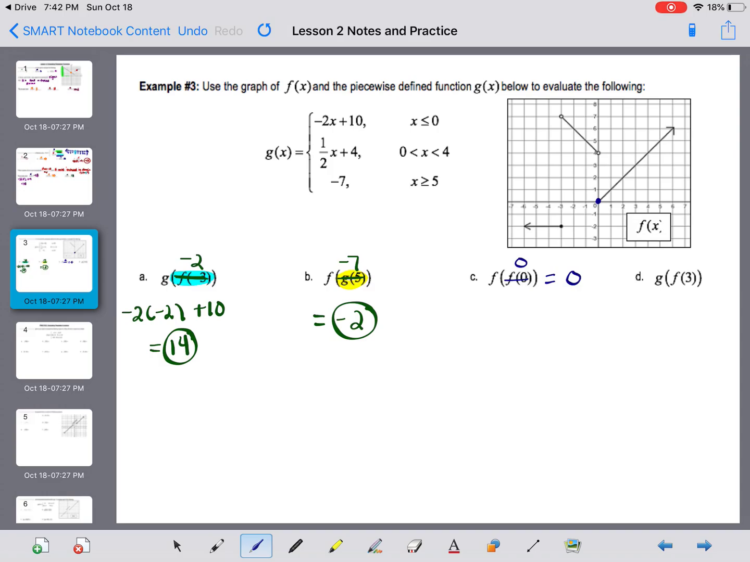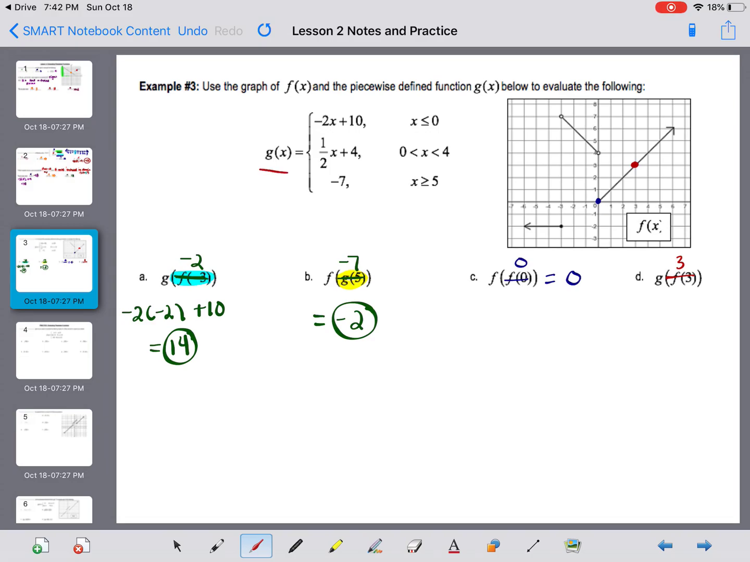And last one, we're finding g of f of 3. So I'm going to go to where x is 3. I'm going to find f of 3 first. Start on the inside. Go up to my graph. The y value there is 3. So that becomes 3. Now I'm going to find g of 3.